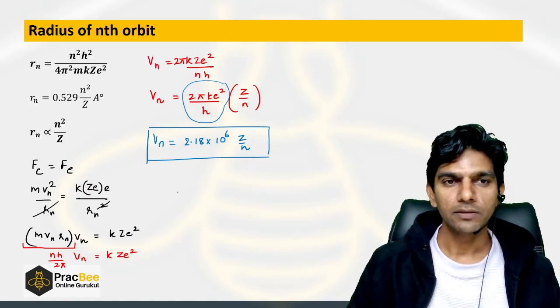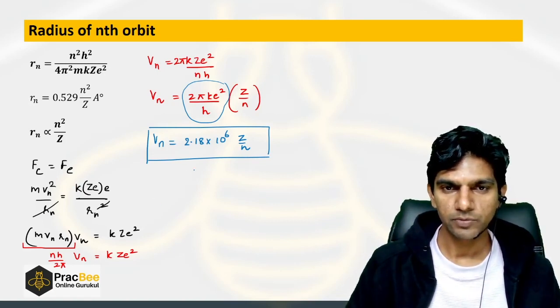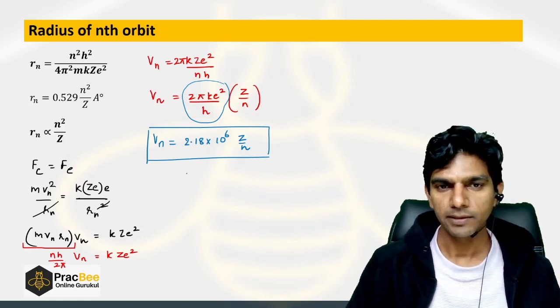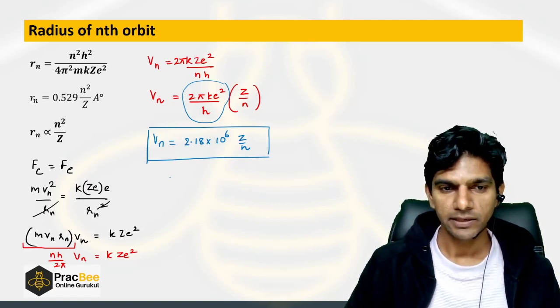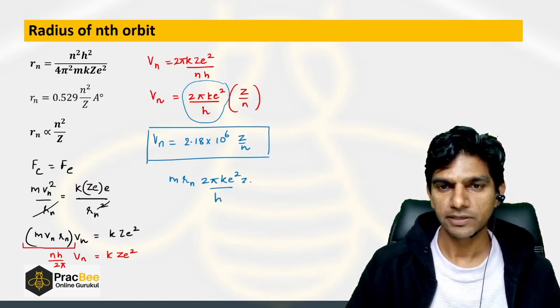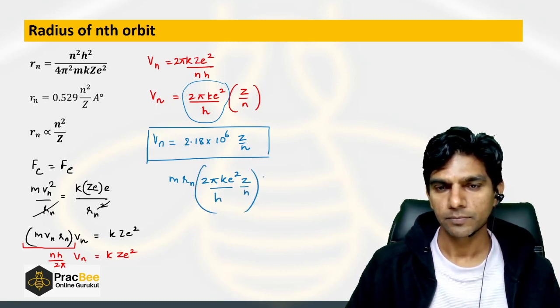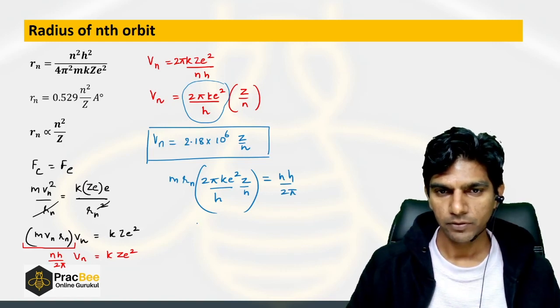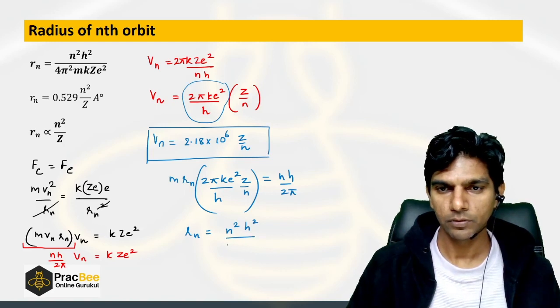Now we want to find the radius. So how can we find the radius? Let us substitute Vn in the angular momentum formula. So we can say m Rn times 2 pi k e square upon h times Z by n equals nh upon 2 pi. So let us simplify this. Rn will be n square h square upon 4 pi square k e square m Z.